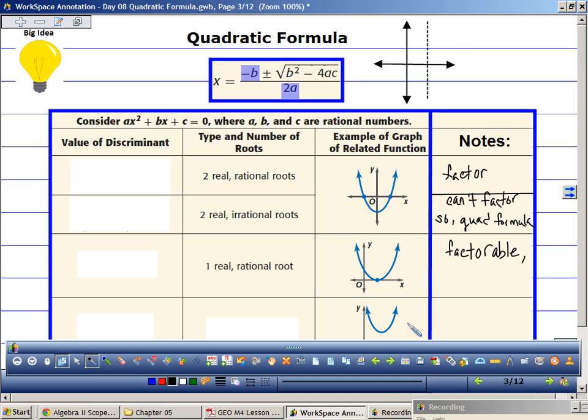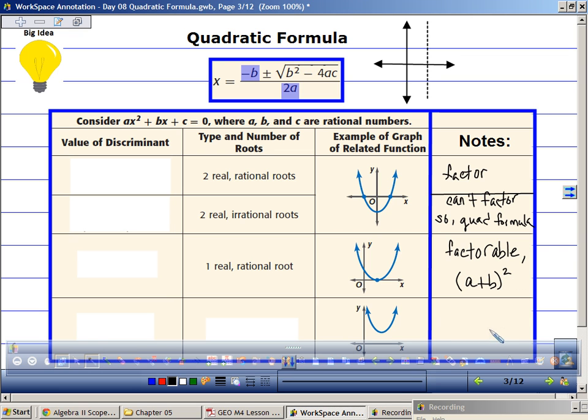Okay, not the difference of 2 squares, the other one. It's called a perfect square trinomial. So it would come out perfect like this: a plus b squared. Right? That would give us only 1 root.